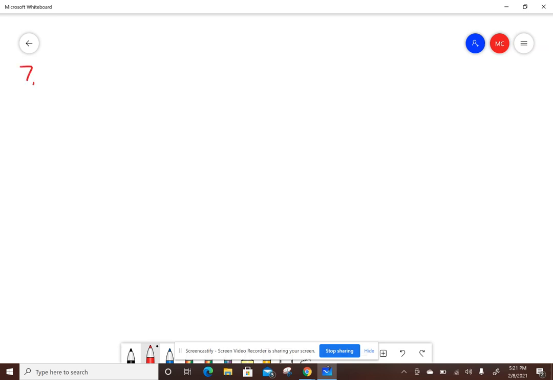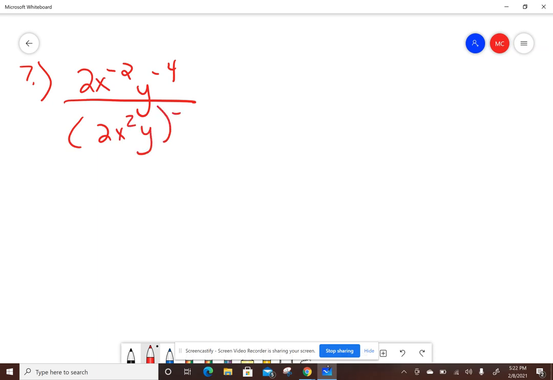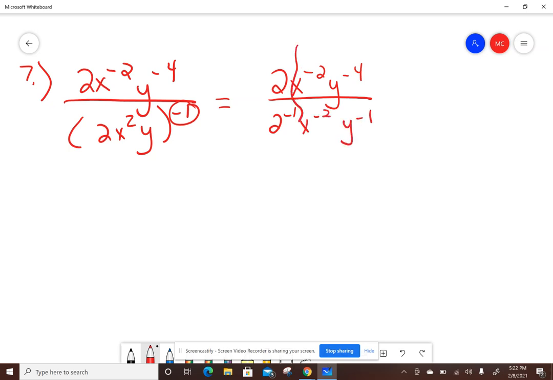Now, number 7, 2x to the negative 2, y to the negative 4, all over 2x squared y to the negative 1. Okay, I have to take care of the power of a product rule first. So 2x to the negative 2, y to the negative 4, 2 to the negative 1, x to the negative 2, y to the negative 1. Make it into 3 easy problems.